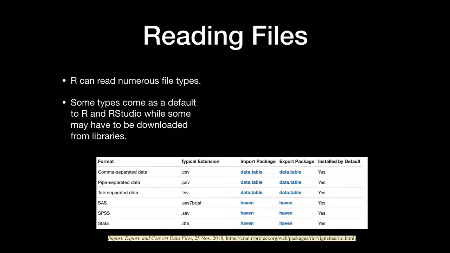So R can read numerous file types. Some types come as a default to R in RStudio, while some may have to be downloaded from the libraries. So here we look at some of the native ones that are available through R. You can do CSV, PSV, TSV, SAS7BDAT, SAV, or DAT types. These are all installed through R, and you'll be able to just import these using the library function to read this type of file in.